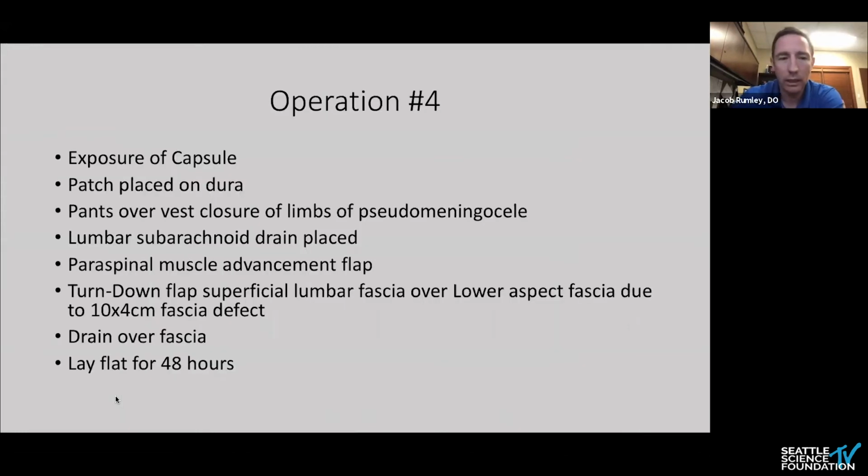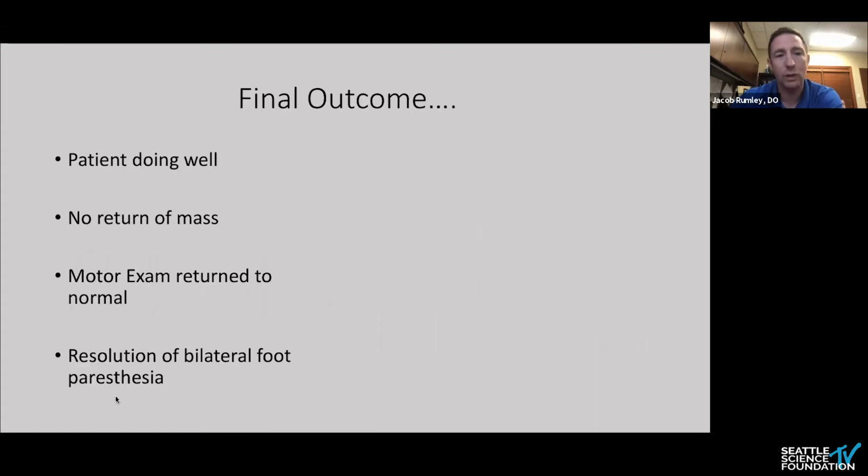So we took her, and we performed that technique, which I had talked about previously. We exposed the capsule. We placed a collagen patch over the dura, pants over vest on the pseudomeningocele. Because it was L5-S1, we didn't have very good fascia to do a paraspinal muscle release. So we had to do a rotational flap with her lumbar musculature down over that. We placed a drain over the fascia and kept her flat for 2 days.